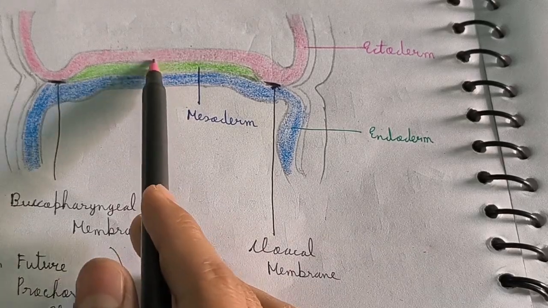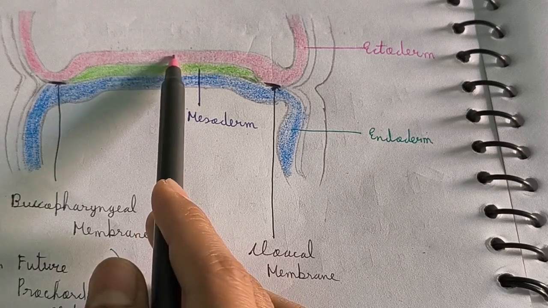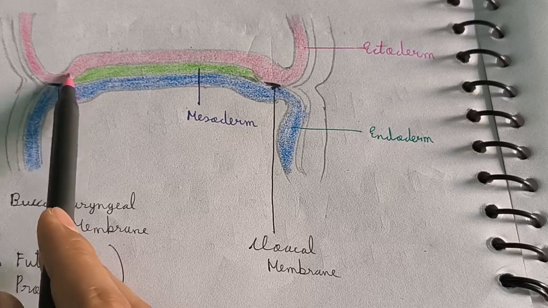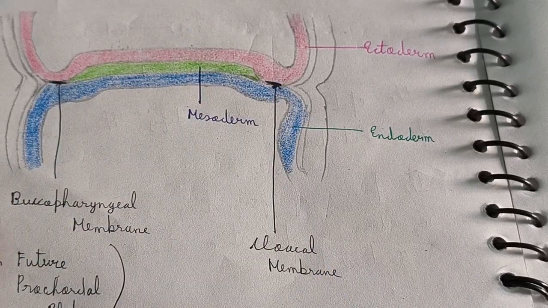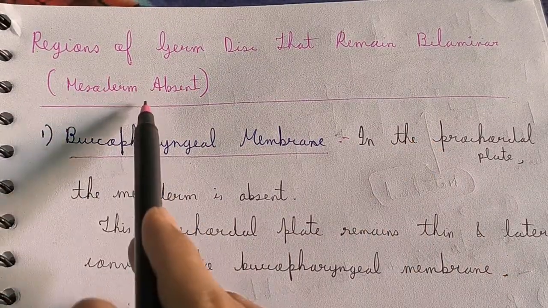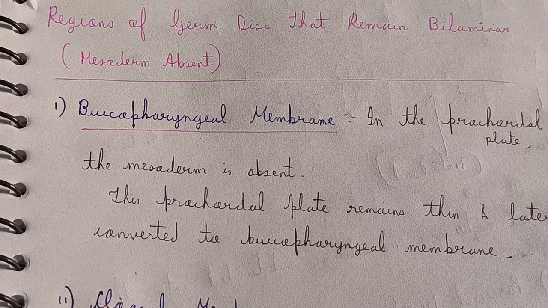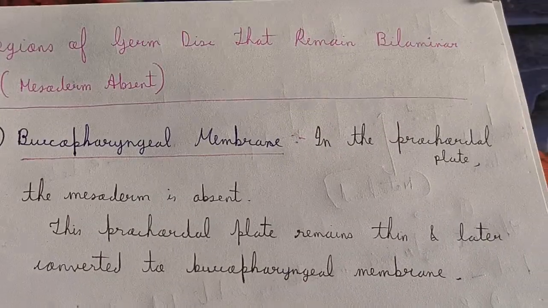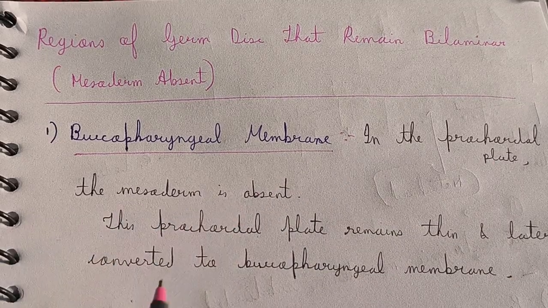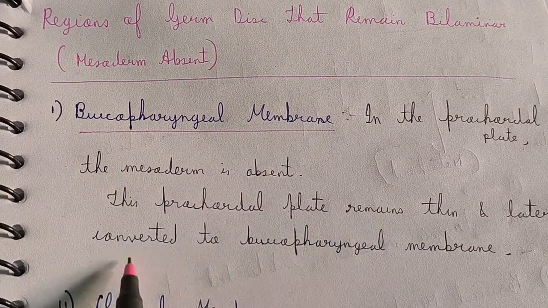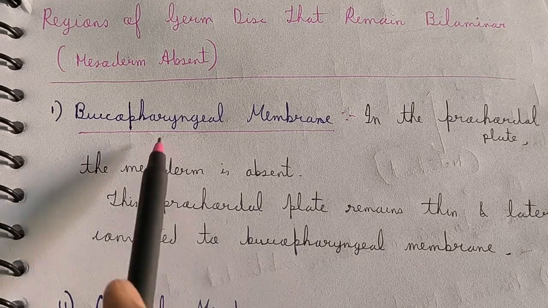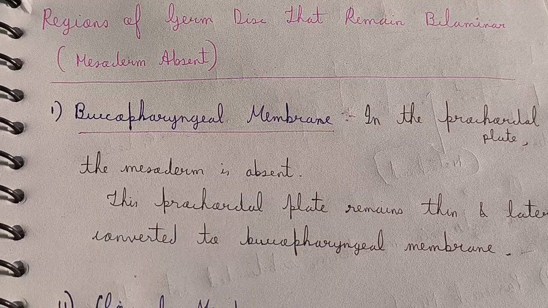Here three layers are present, but in these regions only two layers are present. Therefore this region is also known as bilaminar disc. So that's all I've written: regions of the germ disc that remain bilaminar, that means where mesoderm is absent. The first one is the buccopharyngeal membrane, and the second one is the cloacal membrane. Further information: in the procaudal plate the mesoderm is absent, and this procaudal plate remains thin and later is converted to the buccopharyngeal membrane. As I already mentioned, the buccopharyngeal membrane is the future procaudal plate.